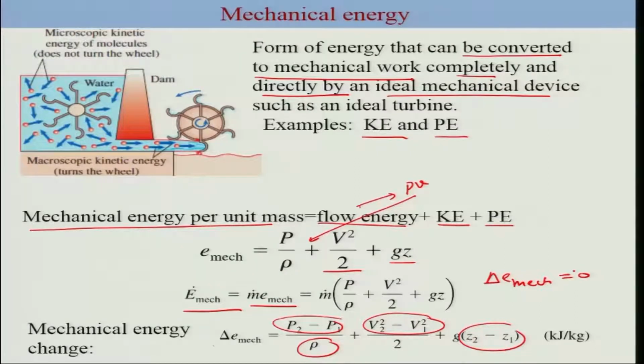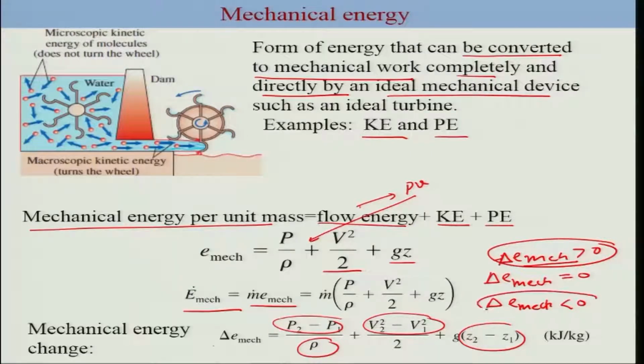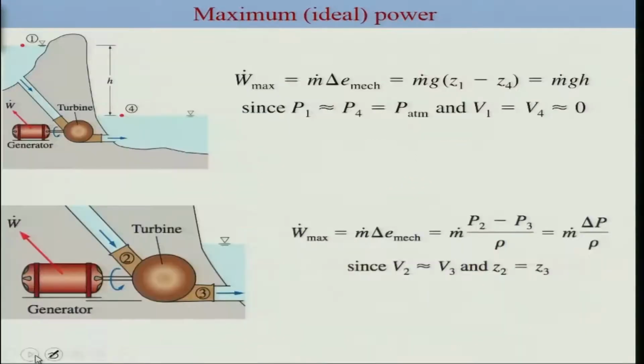Now for the case where the mechanical energy is transferred to the system, your delta E mech should increase. For the case where it is extracted from the system, your delta E mech should be less than 0. So this is a case for transfer from the surrounding to the system. That means the mechanical energy is being transferred to the fluid, hence your change in mechanical energy should be greater than 0. Okay, and the other would be the case where you have extracted mechanical energy from the system, such as your turbine. Okay, so we can take an example and apply this aspect.